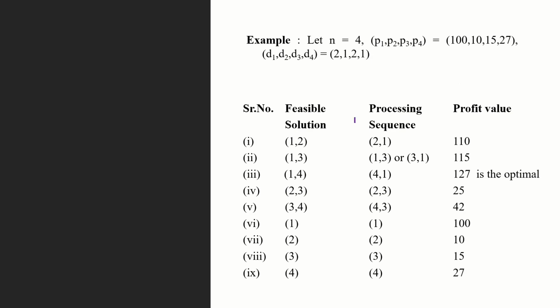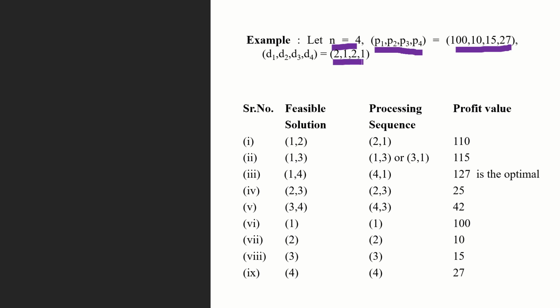So let us consider this example. Here n is equal to 4. That means we have been given 4 jobs. These are the names of the jobs: P1, P2, P3 and P4. And let this be the profit given. Profit of each job is 100, 10, 15 and 27. These are the deadlines of the 4 jobs: 2, 1, 2, 1.